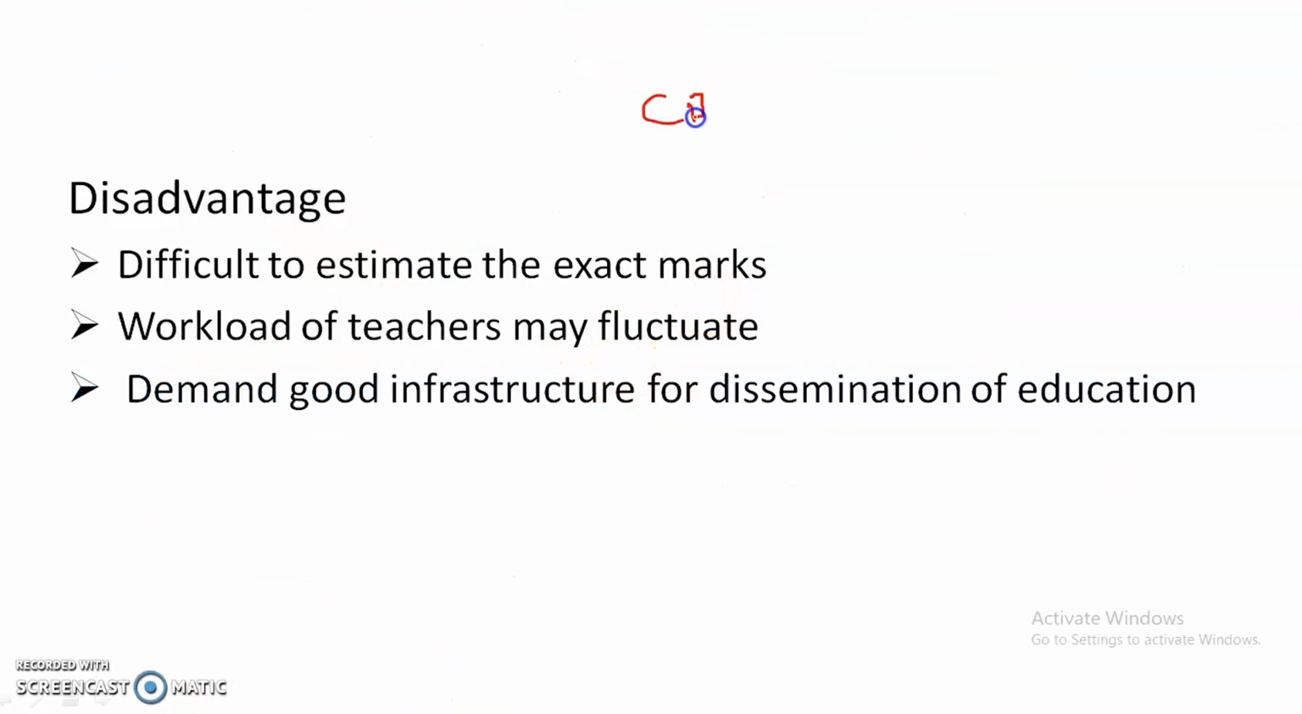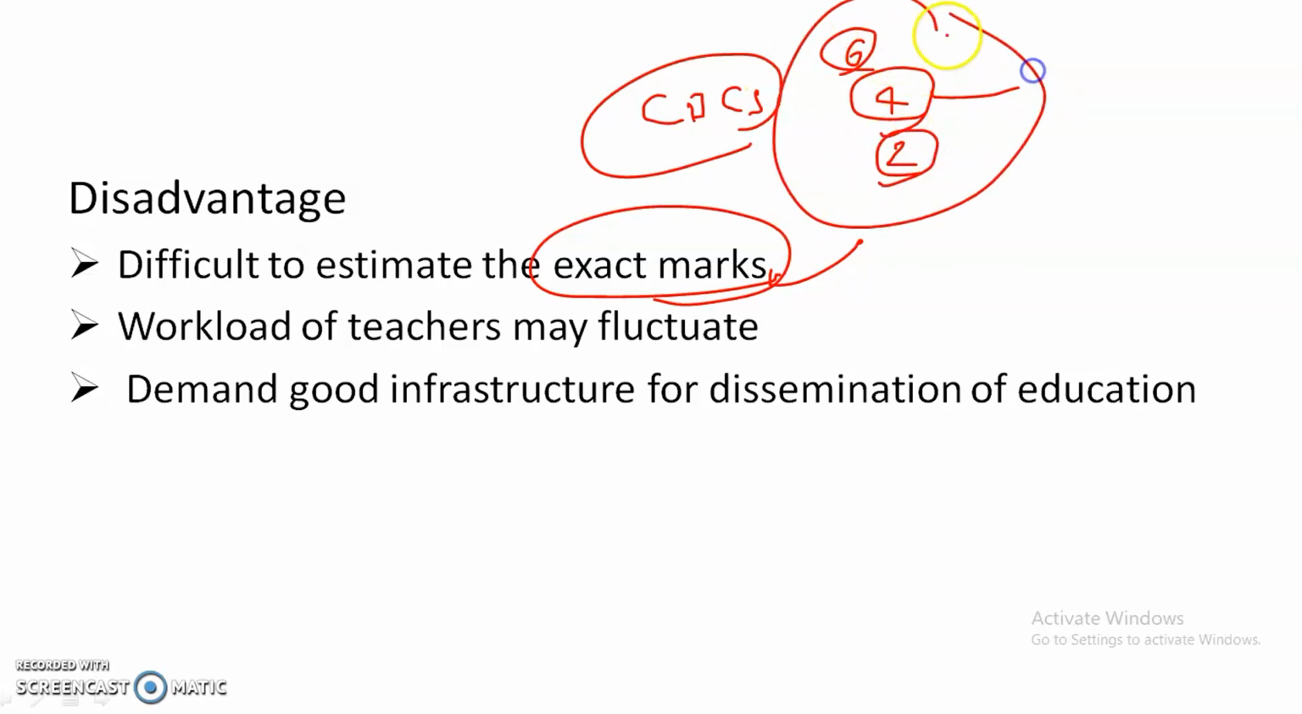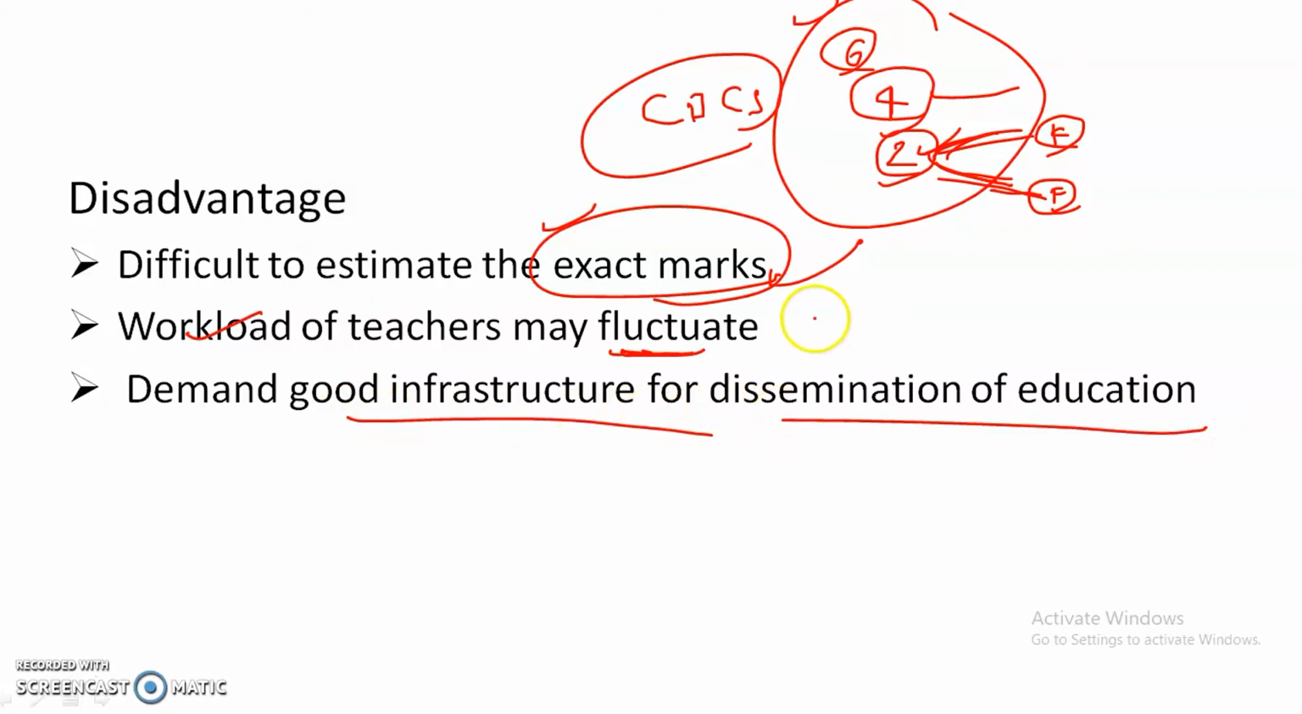And what are the disadvantages of this choice-based credit system? It is difficult to estimate the exact marks, because one student will select, out of the 6 subjects in one semester, 4 subjects as core subjects, and the remaining 2, of course, I'm just saying this as one example, okay, it's not the perfect figures, from any one of the different disciplines. Different disciplines means this discipline faculty has to be allotted to teach this subject, and that discipline faculty has to be allotted to teach one more subject. Like that, estimating the exact marks becomes difficult, the workload of the teachers will definitely fluctuate, and it demands very good infrastructure or dissemination of education.